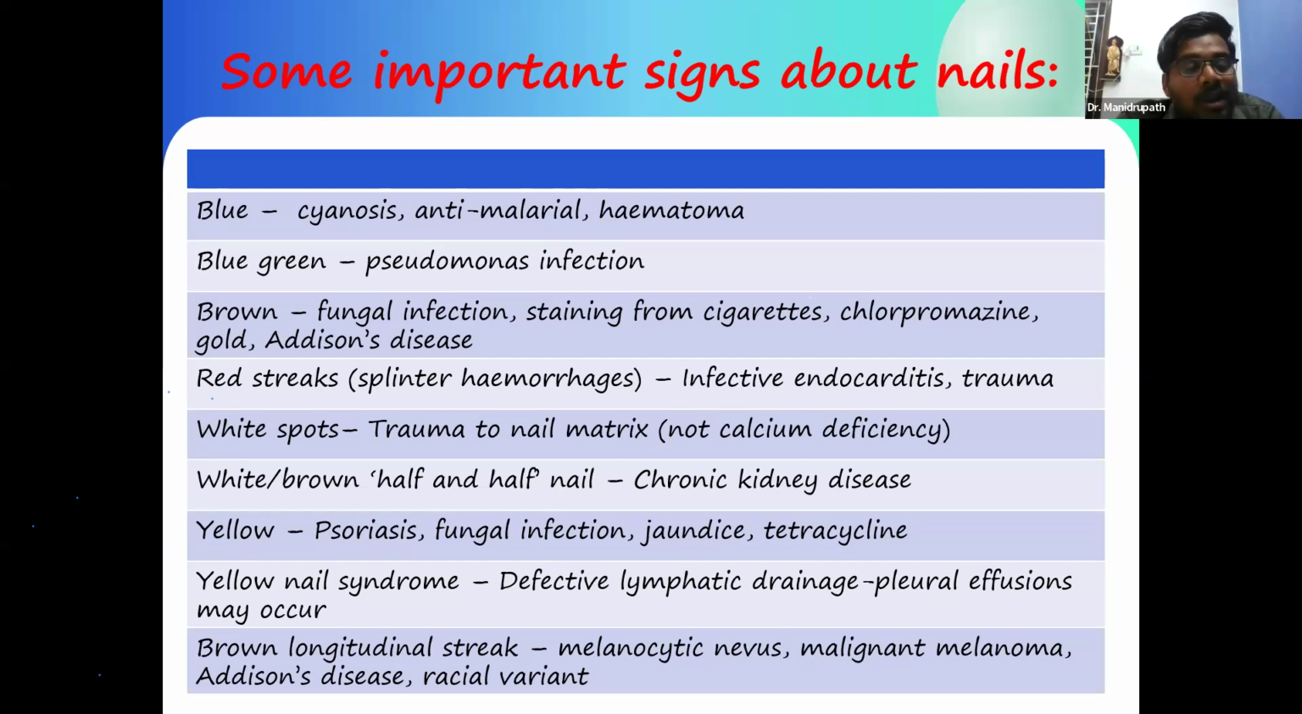When there is a brown discoloration of the nails, it indicates a fungal infection, staining from cigarettes, or a chemical pattern of gold. And the disease is Addison's disease. With brownish discoloration, we can think the patient falls into the category of Addison's disease.